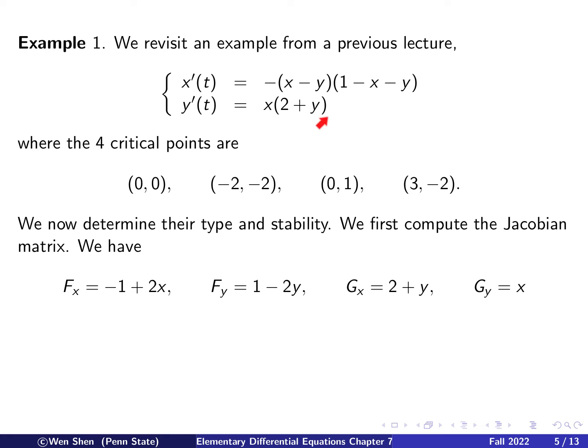Okay, and for the function g, you can do similarly. Differentiate it in x, you get 2 plus y. And if you differentiate this in y, you just get an x. Okay, now we can collect these partial derivatives and form the Jacobian matrix. So this will be f sub x, f sub y, g sub x, and g sub y. And we see that because this is a nonlinear function, the Jacobian matrix depends on the unknown x and y.